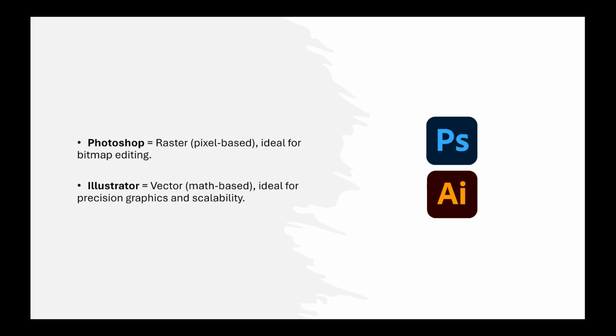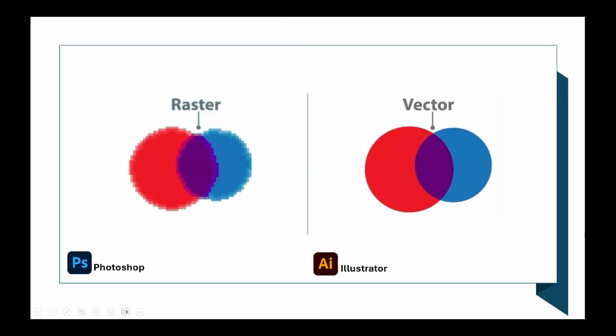Photoshop is a raster-based software, while Illustrator is vector-based. Photoshop uses pixels, which makes it great for photo editing and effects. Illustrator uses mathematical paths, making it ideal for crisp, scalable graphics like logos or typographic posters. This visual comparison helps reinforce the difference.